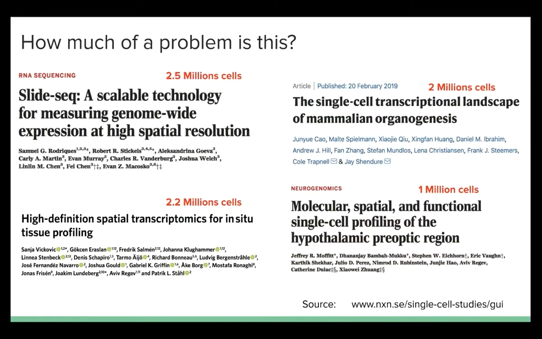You may ask, how much of a problem is this? In fact, this is becoming quite a big problem. So here are 4 studies pulled from 2019. And I'm highlighting in red the number of cells that were sequenced in each one of these studies. And the point of this slide is to demonstrate that we are standardly producing single-cell RNA sequencing data sets with 1 million+ cells.